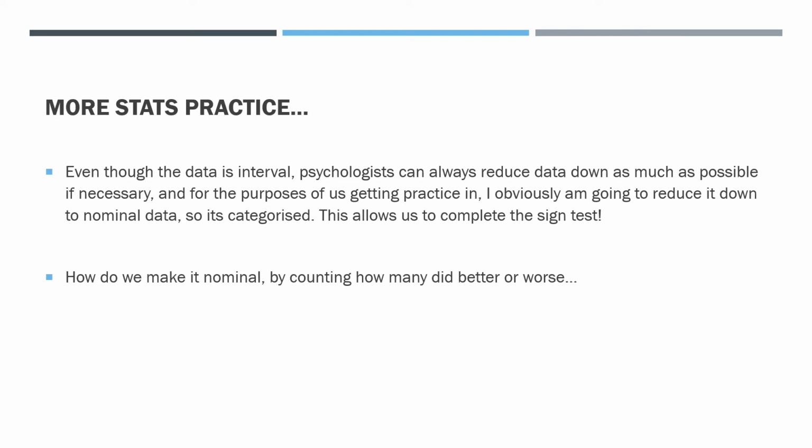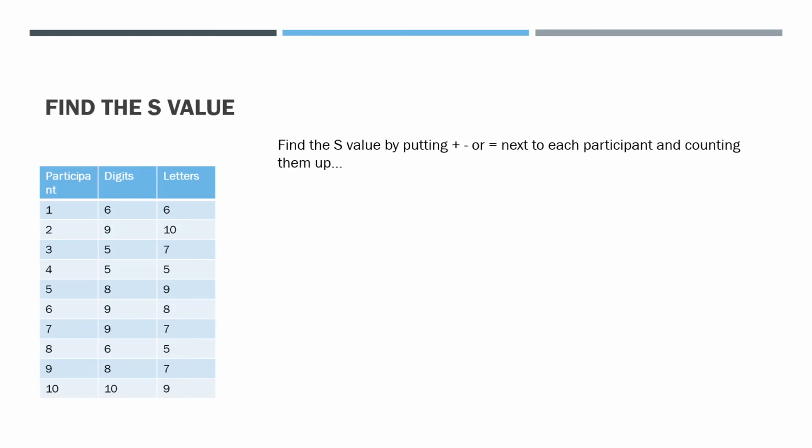So how would we do it? We would make it nominal by doing, did they do it better or did they get worse in the second condition? And that's what makes it nominal. So that's what we're going to do, a sign test on the data, to see if it is significant or not. So first things first, we need to do pluses and minuses to find your S. So can you have a look at this data? Do your pluses, minuses, equals, and tell me what S is, please. Pause it while you do it.